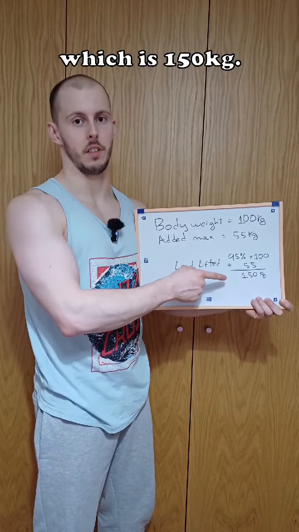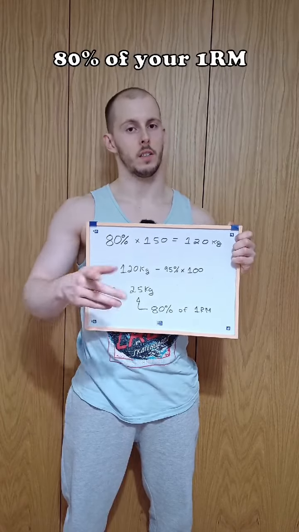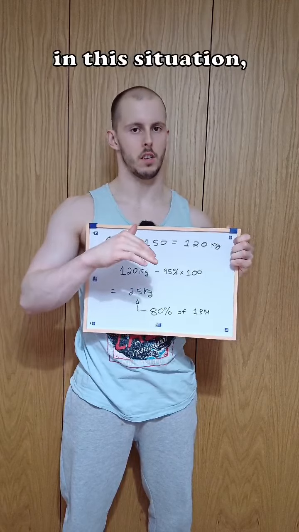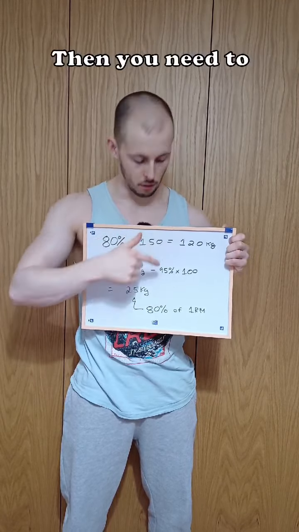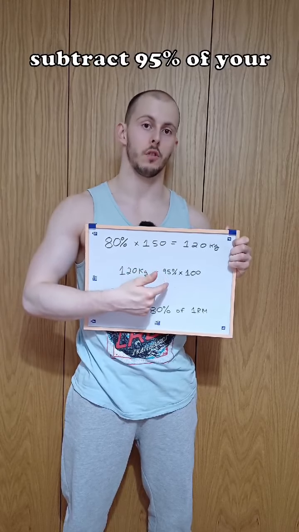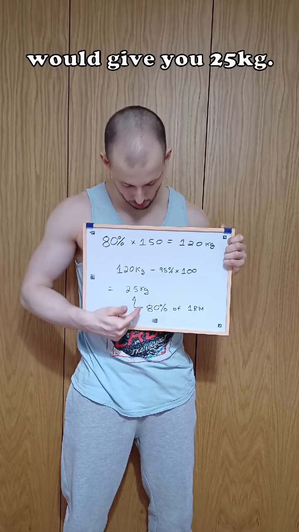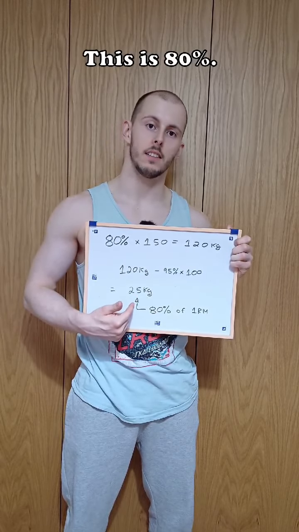Which is 150. So if you want to calculate, for example, 80% of your 1 rep max in this situation, you'd have to calculate 80% of 150, which is 120. Then you'd need to subtract 95% of your body weight, and that would give you 25 kilograms. This is 80%.